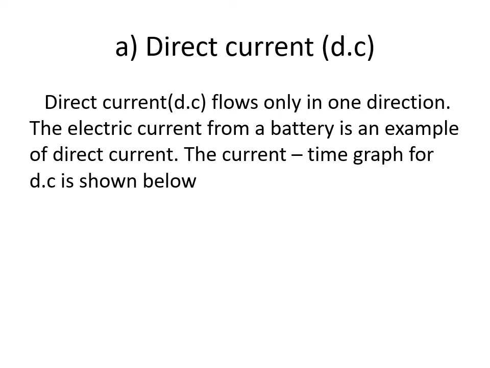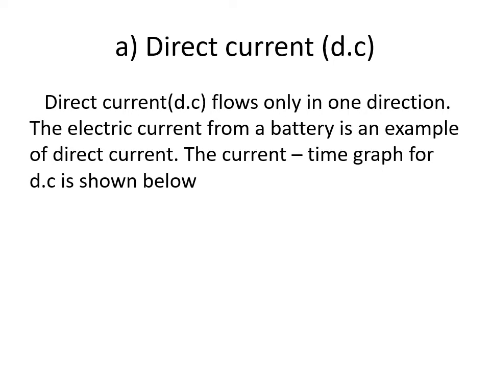A direct current flows only in one direction. For example, the current from a battery is a direct current. It can be the battery of your watch, the battery of your calculator, the battery of your torch. The current flowing from that battery is a direct current.